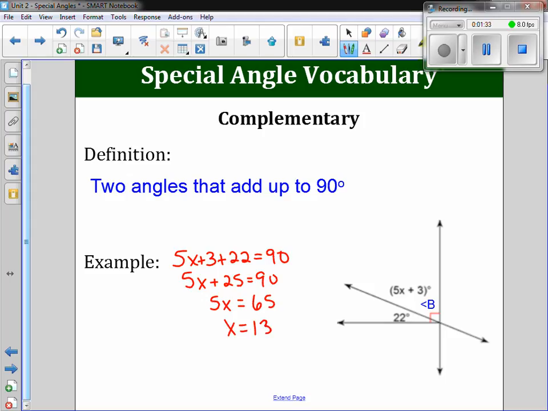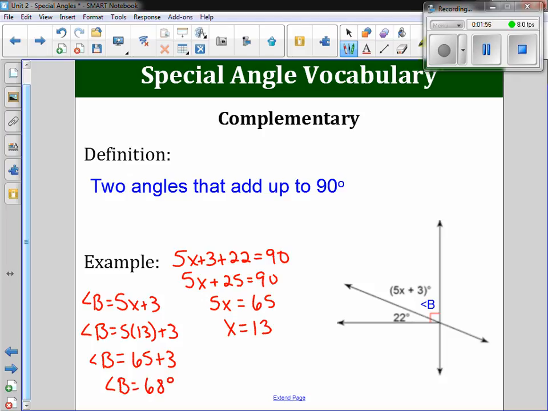that x is 13. To take it a step further, we are going to find angle B by solving 5x plus 3 with our value of x. Angle B is equal to 5 times 13 plus 3. Angle B is equal to 65 plus 3, which is 68 degrees.